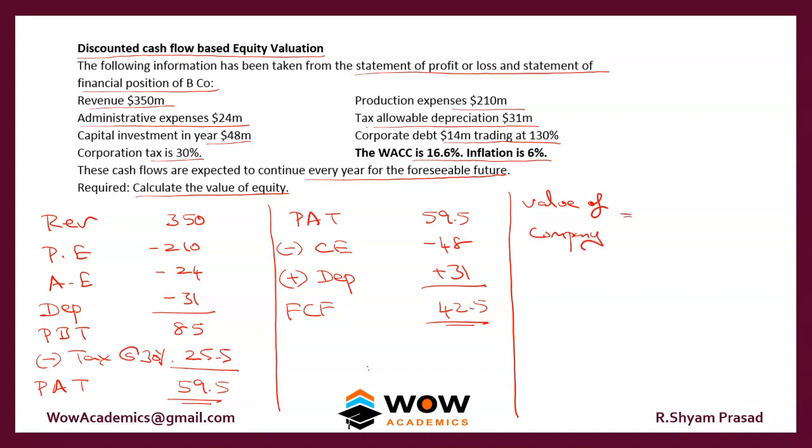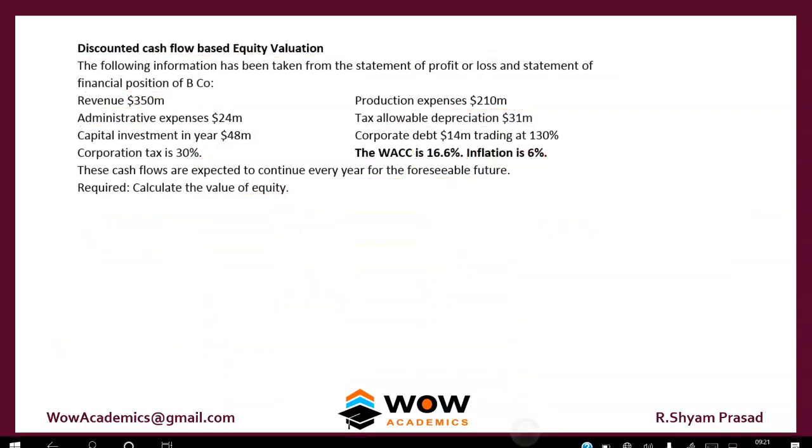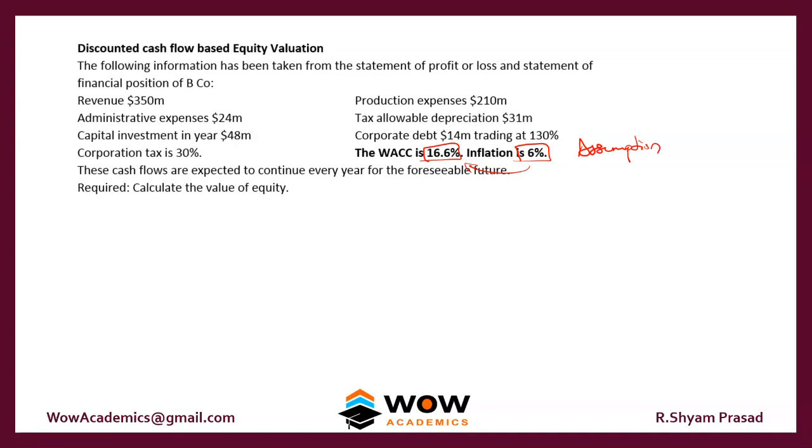The value of company is the free cash flow divided by the WACC. If you take the free cash flow, it is 42.5. But what about the WACC? The WACC has been already given as 16.6, which includes the inflation. That is an assumption. Usually in the exam they will tell whether inflation is added or not, but here we will say that the inflation is added on to the WACC.